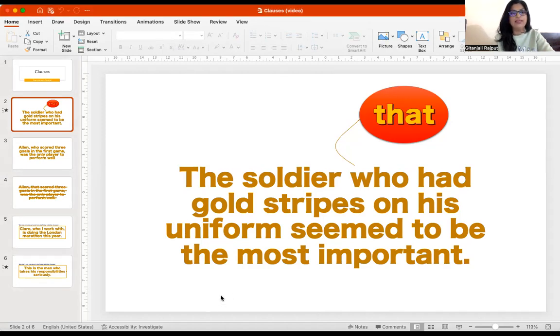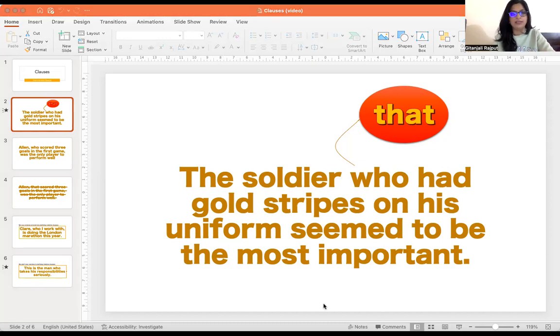For example, in this particular sentence, the soldier who had gold strips on his uniform seemed to be the most important. In this sentence, who had gold strips on his uniform is the defining relative clause. If we omit this information, it is hard to decide which soldier we are actually talking about. Who is the soldier who seemed to be the most important? We cannot answer these questions. So remember that defining relative clauses cannot be omitted.